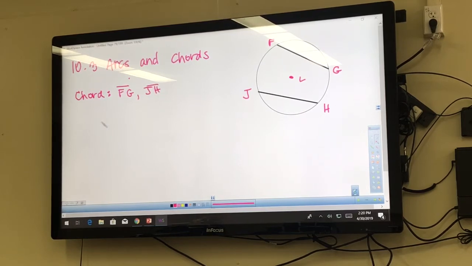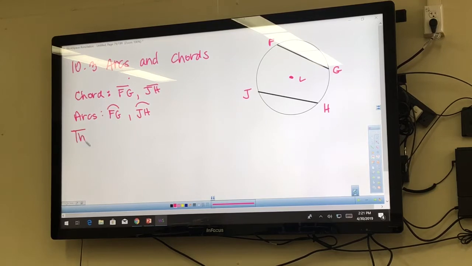Now, I also created arcs. So I have two arcs that have been created: arc FG and arc JH. If you notice, these arcs don't have endpoints that are directed from the central angle.